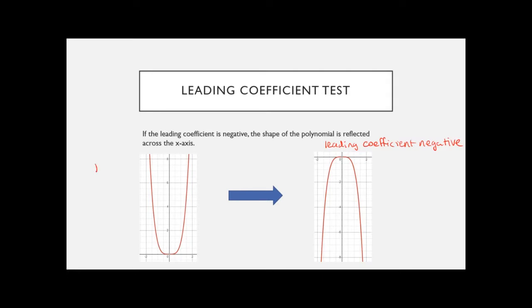And it opens up if we have a positive leading coefficient. And that leading coefficient, again, is just that highest term. So the leading coefficient is that number in front. So if it's a positive number, it opens up, and if it's a negative, it opens down.